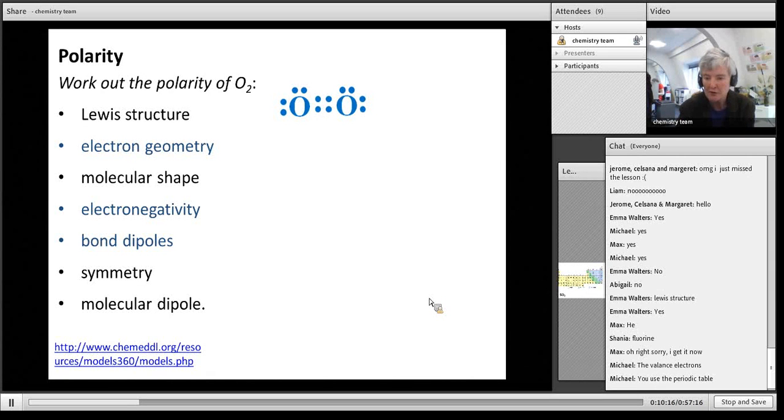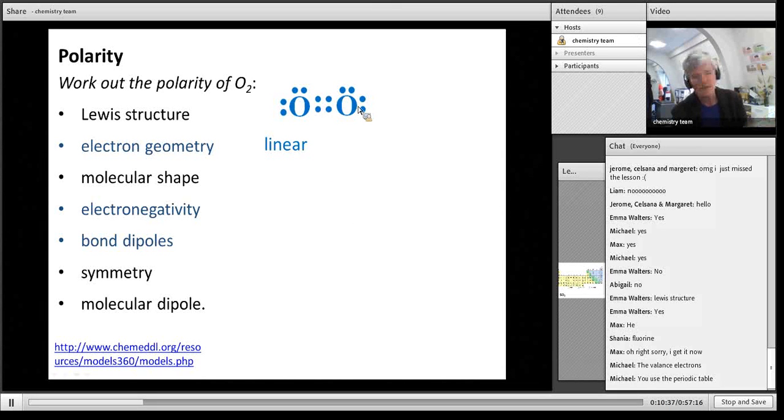You use the periodic table, because remember the groups will tell you what it is. Group 1, 1 valence electron. Group 2, 2. Group 13 is 3. Group 14, 4. Group 15, 5. Group 16, 6. Group 17, 7. And then group 18, 8. Okay, you then work out the electron geometry.